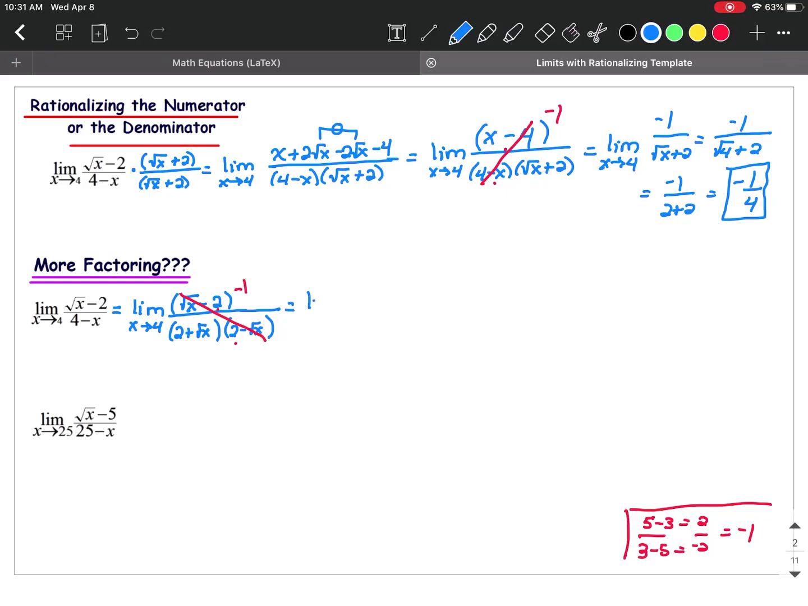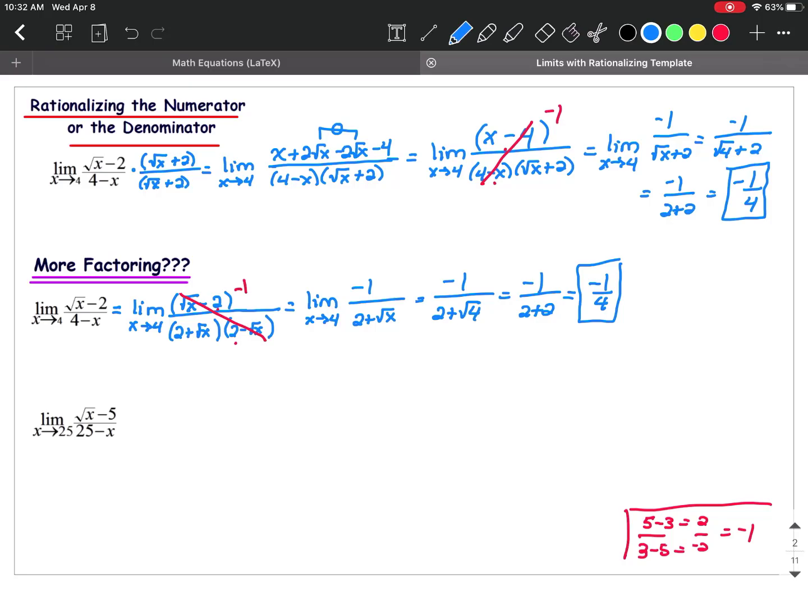So now we have the limit as x approaches 4 of negative 1 over 2 plus square root of x. Wow, that looks an awful lot like the last problem. We substitute negative 1 over 2 plus radical 4. That's negative 1 over 2 plus 2 equals negative 1/4. Now it's up to you which method you like. I personally don't care which one you use, okay? It's up to you, whichever's easiest for you.